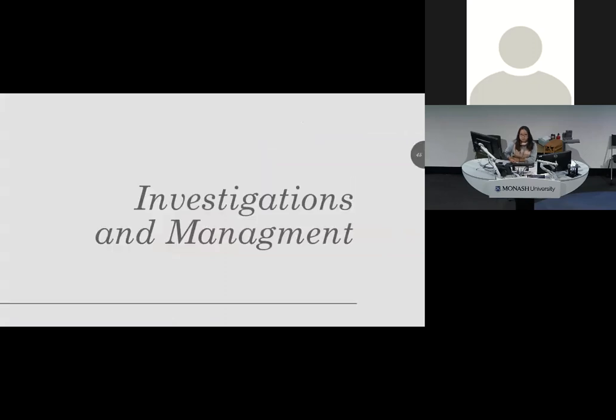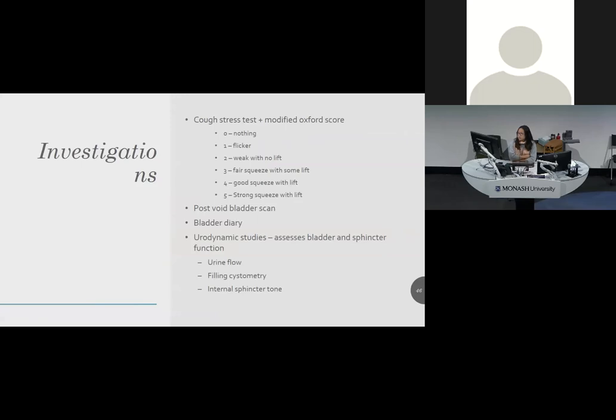Some investigations and management for this. You've got your cough stress test and your modified Oxford score. Basically it's 1 to 5, and you do this when you're doing a vaginal examination. You ask them to bear down and squeeze your fingers. If they don't do anything, it's 0. If there's a bit of a flicker, it's 1. As you can see, 5 is normal.